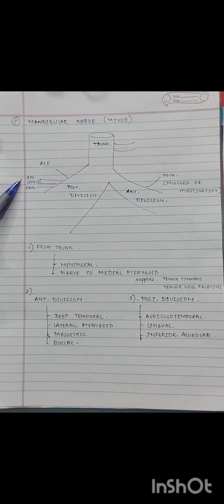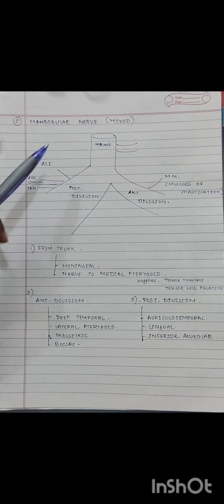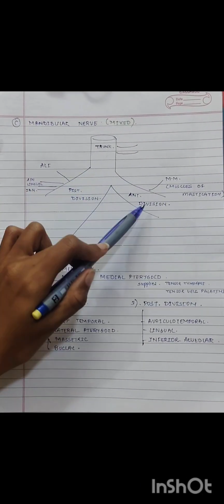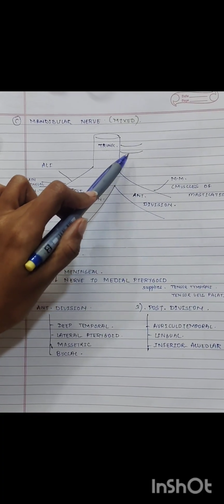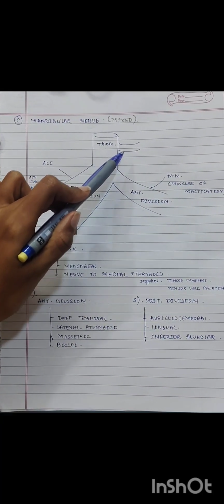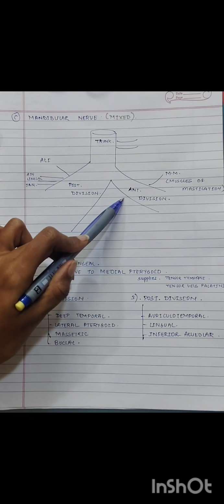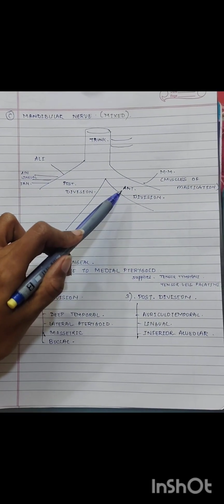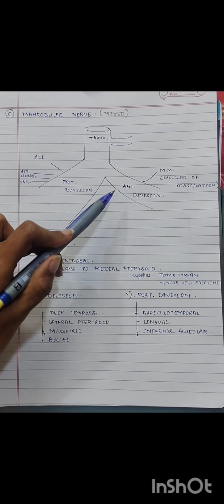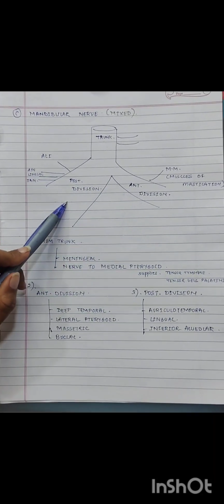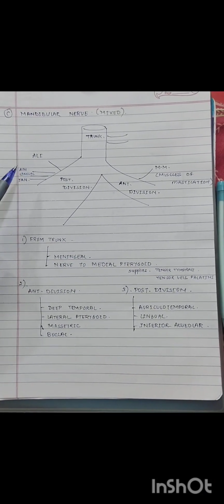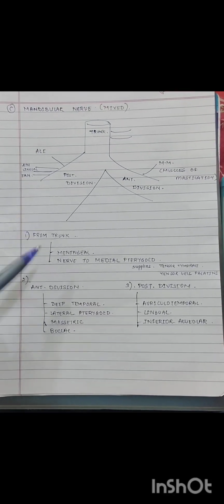So once again, quick recap for the mandibular nerve. Trunk, which divides into anterior division, posterior division. From the trunk, we have the meningeal branch and nerve to medial pterygoid. From anterior division, 3 muscles of mastication: temporal, lateral pterygoid, masseter, plus the buccal. And from the posterior, we have ALI: auriculotemporal, lingual, and inferior alveolar nerve.